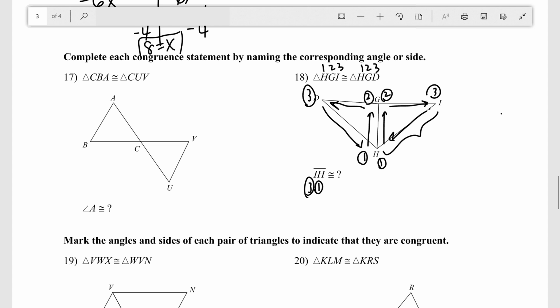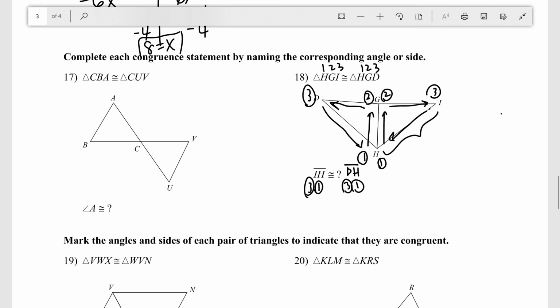So on my other triangle, when I'm looking for the corresponding piece, I still need to go 3 to 1. And on that second triangle, that really means I'm going DH. So you can use this numbering method for number 17 to find out which angle angle A is going to correspond to.